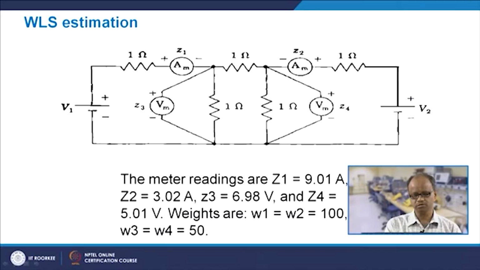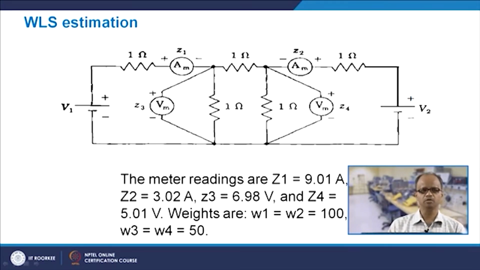Now, we have also discussed in the last class that we take the weights as the inverse of the variance. Accordingly, these two ammeters are found to be more accurate. Therefore, their weights are taken to be 100, this is also 100, and these two meters are not that accurate. They are a little more inaccurate.